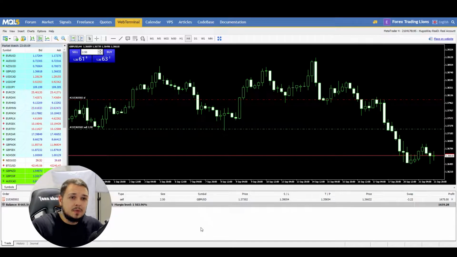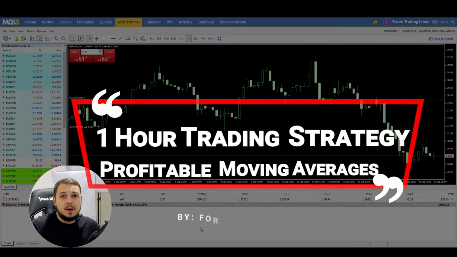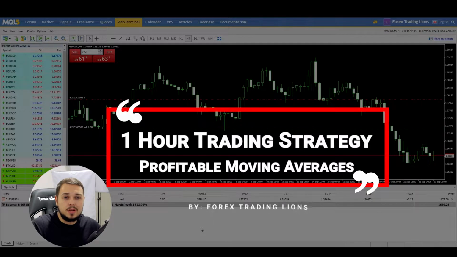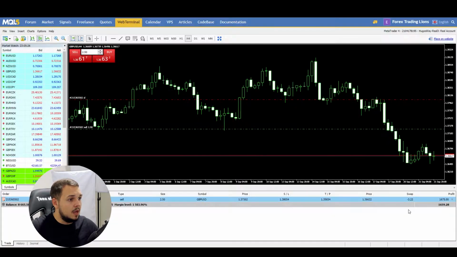Hey Lion Army, today I'm going to show you my profitable 1 hour trading strategy with the moving averages. If we just have a look over here, this is my real account, and as you can see I have $1,675 in profit currently on this trade, and you can too if you follow these simple basic steps.